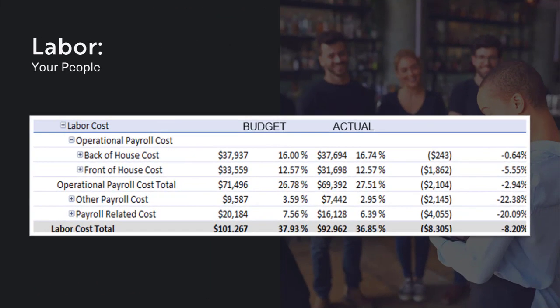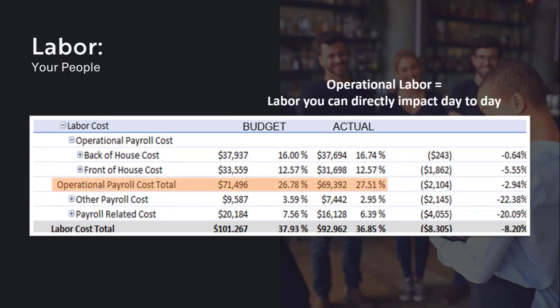I'm sure you guessed it, your labor. Labor is the largest expense for most restaurants. The first breakout is your operational labor. Think of your operational labor as the labor expense that restaurant managers have the most control over. This is your hourly labor. You can impact this through your scheduling and cutting. The better the manager, the better they are at staffing appropriately for what their sales are going to be.